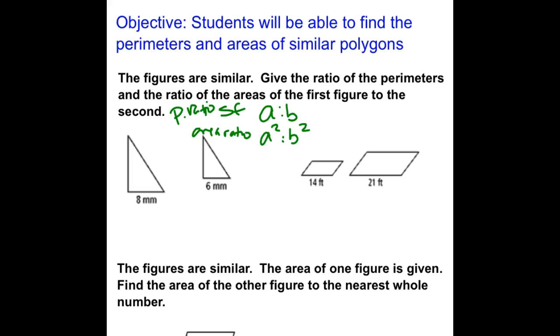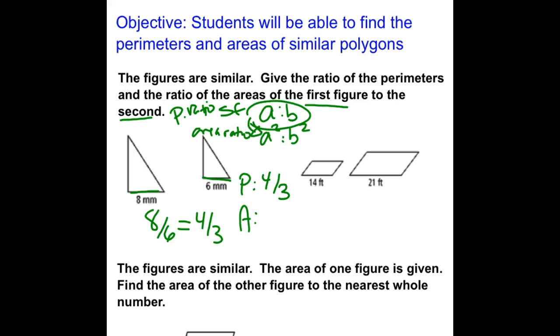In order to figure out your perimeter scale factor, your perimeter ratio, we take a side length to a side length. So once we go from the first to the second figure, I go 8 to 6. And we just simplify if possible. You can take a 2 out of both of those, and you get 4/3. That's your perimeter ratio, 4/3. But now you want your area ratio. So to go from A/B to A squared, B squared, you square it. So 4 squared is 16, 3 squared is 9. I've got my perimeter ratio and my area ratio.